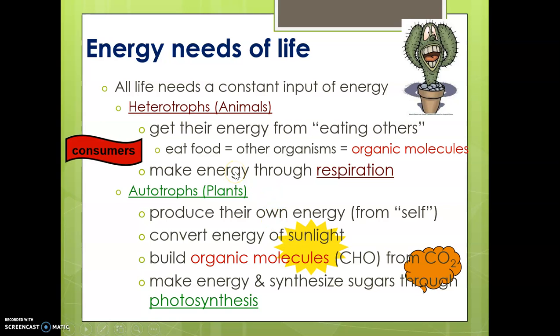Heterotrophs can also be called consumers, and autotrophs can also be called producers. Producers are always at the bottom of the food web or food chain, remember, because they are the base of every ecosystem and community, because everything else lives off of the plants. If we did not have plants or producers, we would not have a stable world or environment.